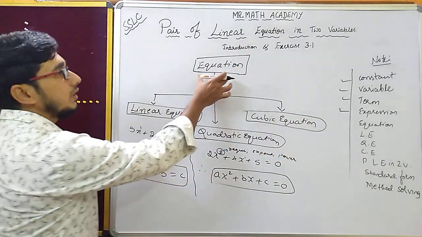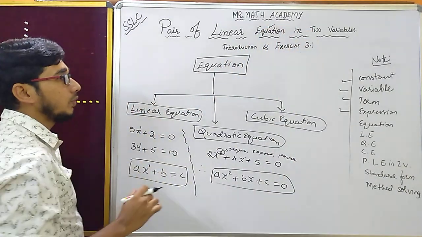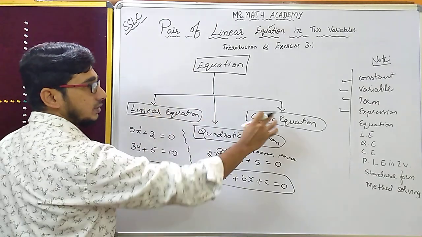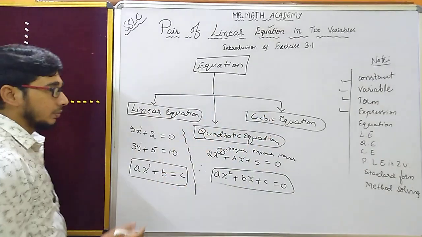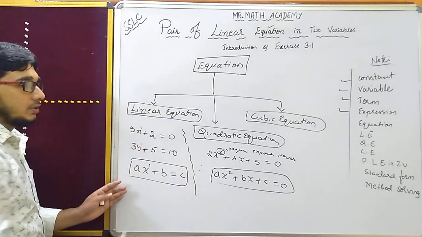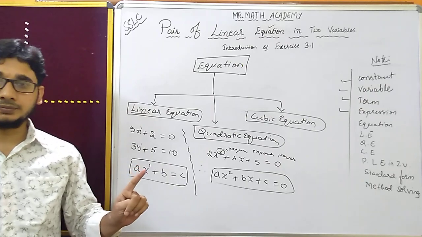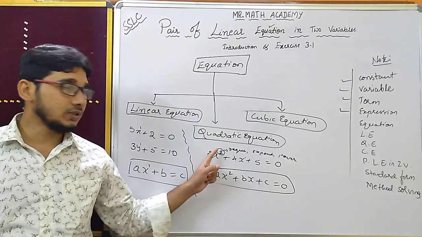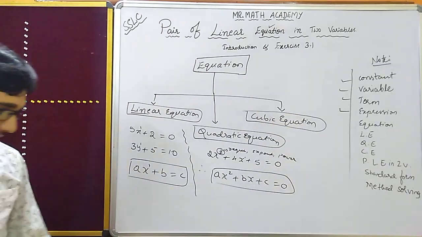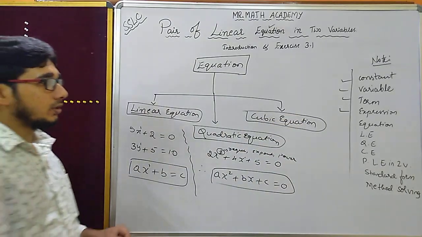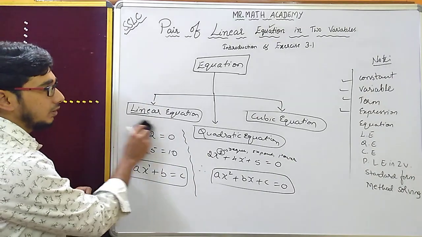Now I told you about equation, so I came to the chapter. In equation, different types are there: linear equation, quadratic equation, cubic equation. Linear equation means highest power of the variable is 1. Quadratic means highest power of the variable is 2. Cubic, we'll think about it later. Let us go for linear equation, and we have to elaborate it now.